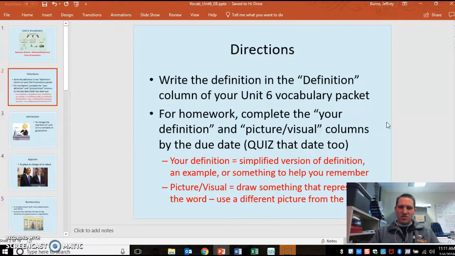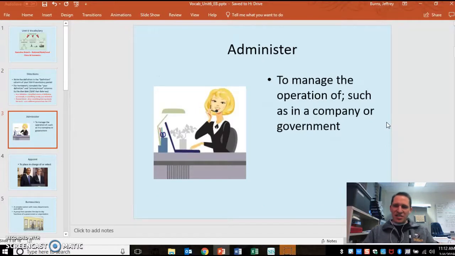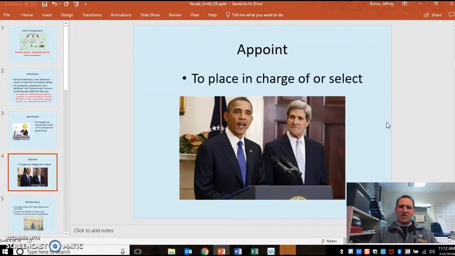We're 14 words here. So the first word is going to be administer. Think of an administrator, someone who manages and controls the operations of something, and that's kind of what the executive branch does. They're administering different departments and different people within those departments, and basically administering how our government operates. Okay?